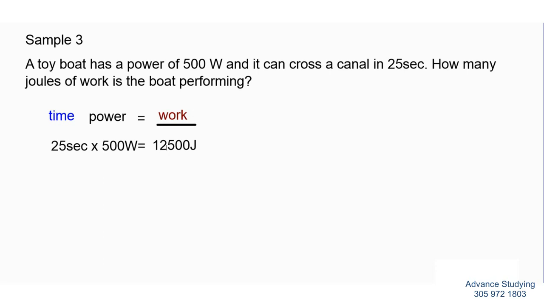That's how much work the little boat is performing in order to carry out the crossing of the canal in 25 seconds. So I have 25 seconds times 500 watts, since I'm looking for work, and I end up with 12,500 joules. Good job.